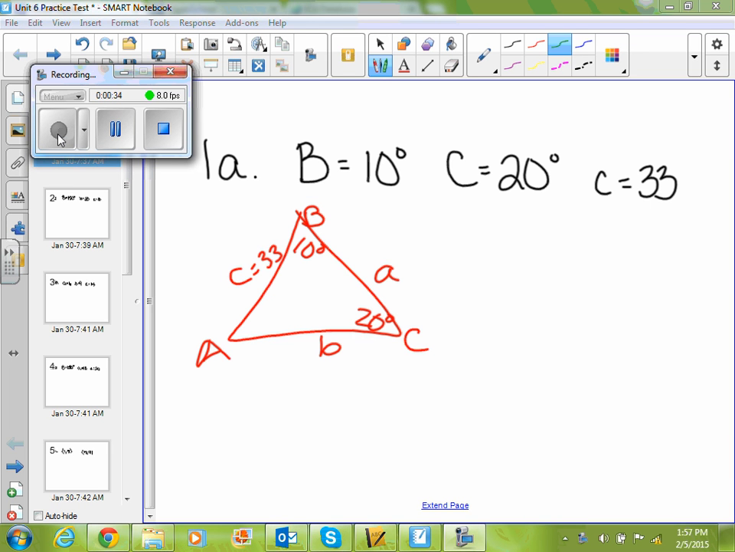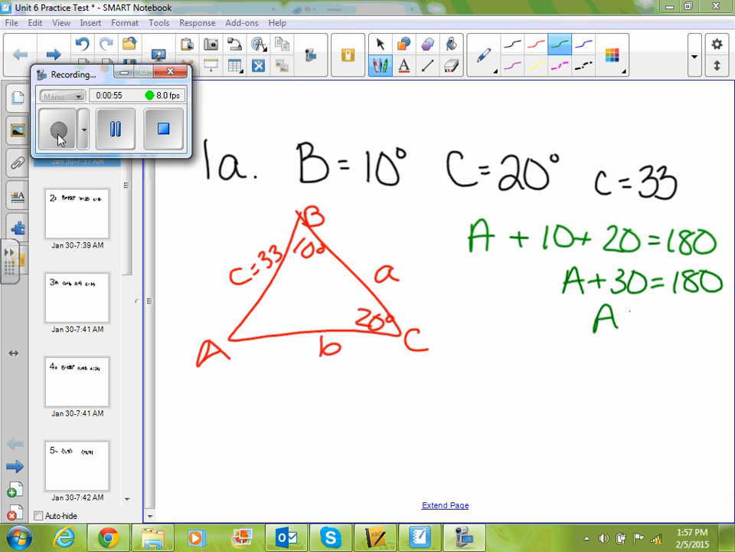Okay, so then if I want to find angle A, A plus 10 plus 20 has to add up to 180, because we know that all of our triangles have to add up to 180. And 10 plus 20 is 30, so A plus 30 equals 180, which means A equals 150 degrees.